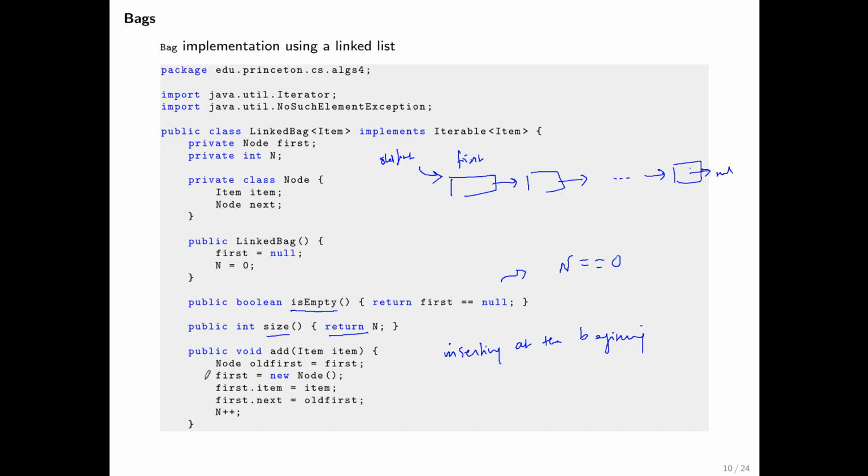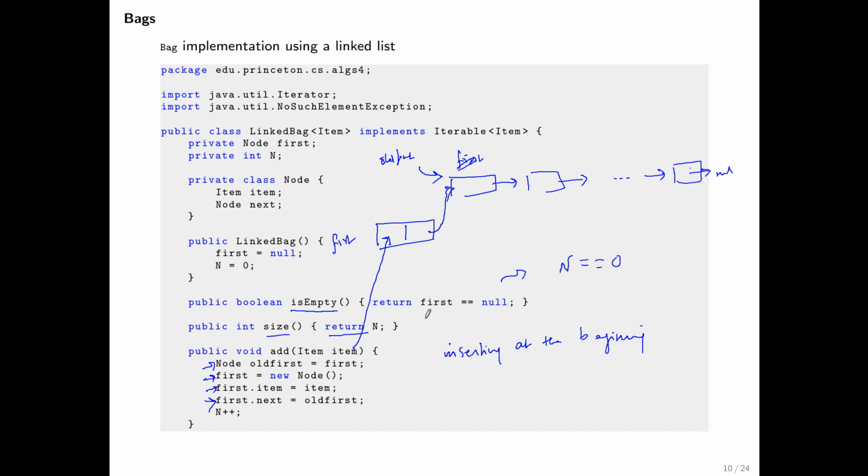Okay, and then you say the new value for first is a new node. So now first is not that, but first is a new node, whose item is the item that you get as an argument. So this item is basically stored in there. Okay, and then you say the next guy of first, which is this fellow, is whatever old first was pointing to, well, which is that.